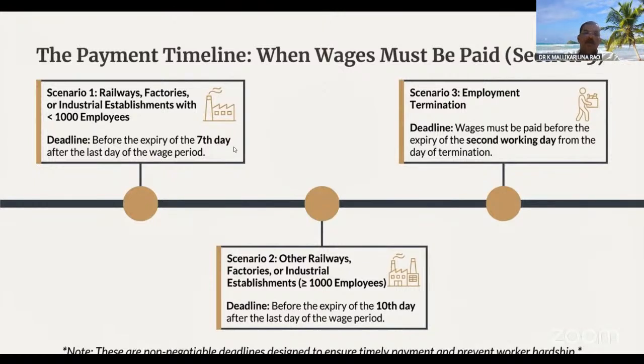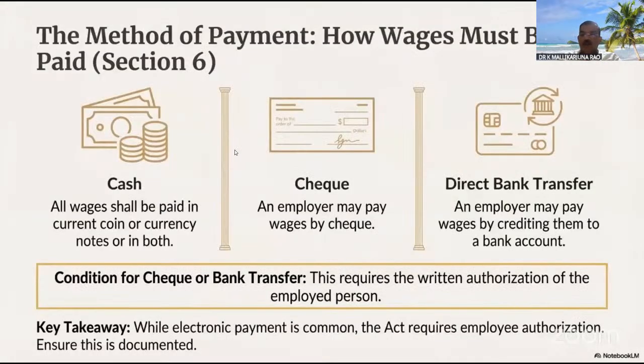Then the method of payment of wages: how the payment will be made. Either cash, all wages shall be paid in currency coin or currency notes or both. Previously, there were not that many online bank transactions. Even government employees would get cash. The principal wrote a check, they would go to the treasury, and the cash would be disbursed. But now there is no cash transfer.